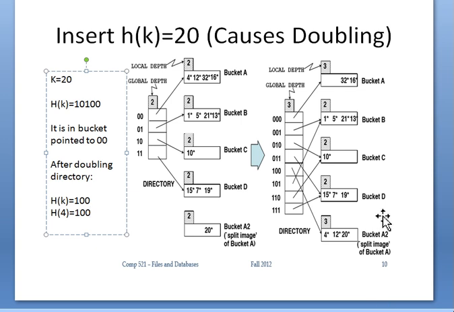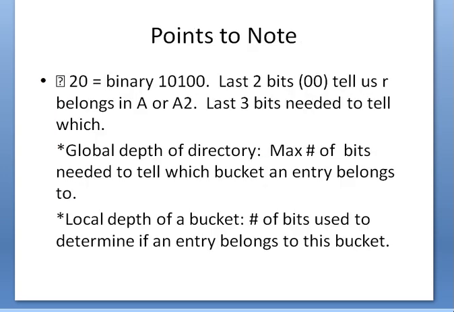They go into A2. If you see 32, the last 3 digits are 000. Then it is stored in A. And same for 16, the last 3 bits are 000. They go into bucket A. In this manner, you will rearrange the data in your buckets. Now, the key point to note is how you decide whether a search key belongs to A or A2, the main bucket or its split image. How are you going to decide? By using the last 3 bits.